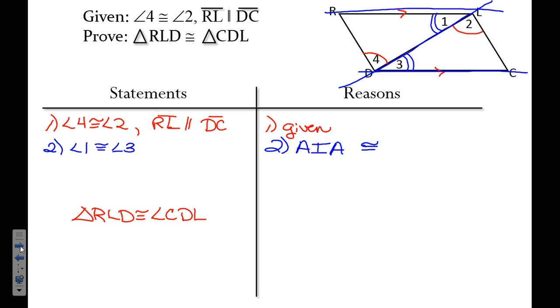So we have two pairs of angles congruent. What else do we need? A side. How can we get a side congruent? LD is equal to itself. It's in both triangles, isn't it? What's our reason? Reflexive. When you write something's equal to itself, it's like a reflection in the mirror. So we say reflexive.